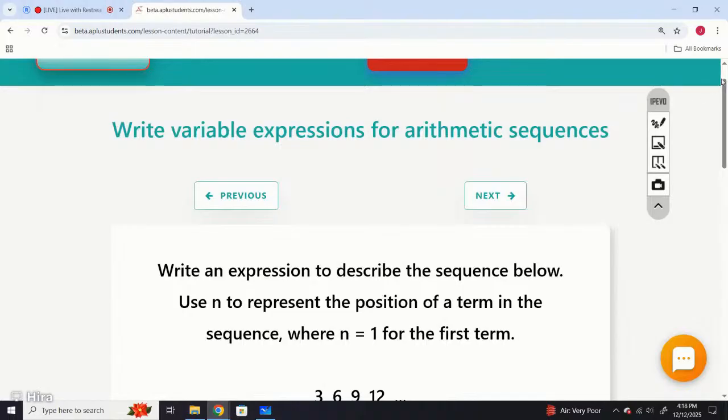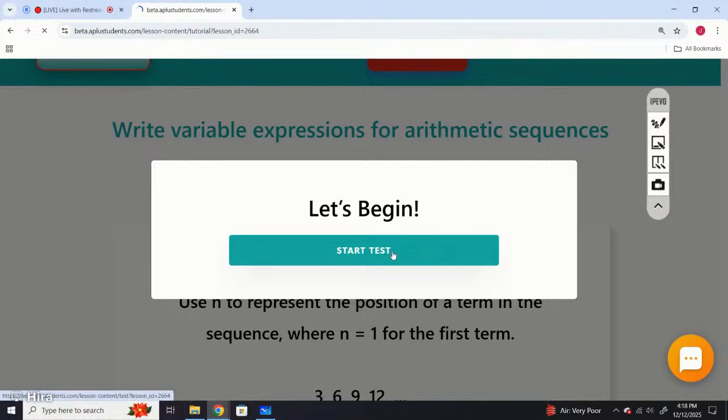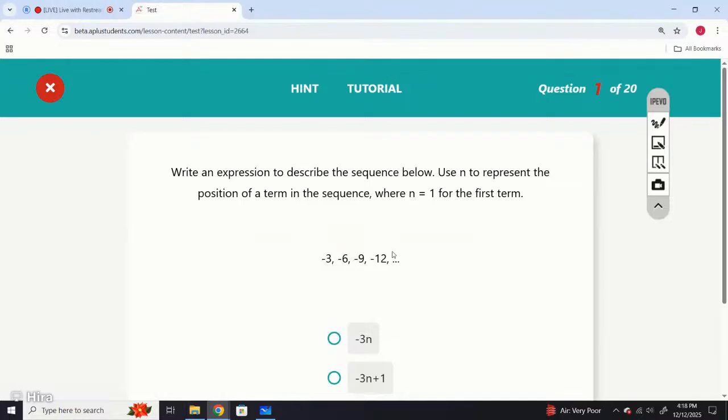Let's just start with the test questions. Write an expression to describe the sequence below. Use n to represent the position of a term in the sequence where n equals 1 for the first term.